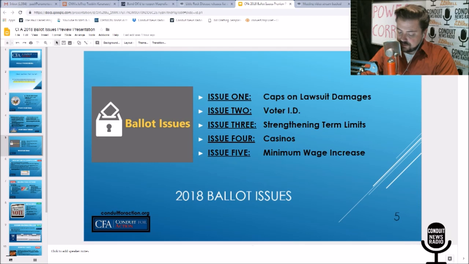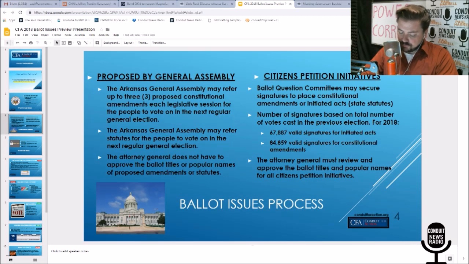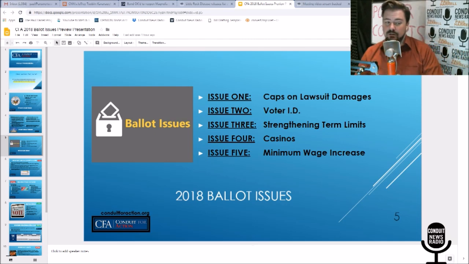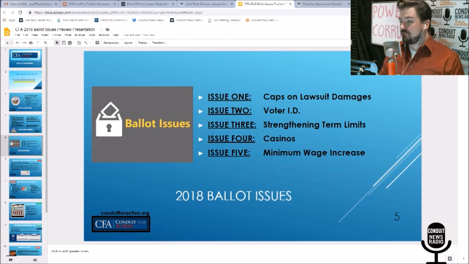Interesting difference here, though. For the citizen petition initiatives, the Attorney General must review and approve the ballot titles and popular names for all citizen petition initiatives. But the Attorney General does not have to do that for the proposed amendments by the General Assembly. And that's sad because the people of Arkansas have been taken advantage of by our own elected officials. Of note would be convicted felon, going to do 18 years in prison, John Woods.